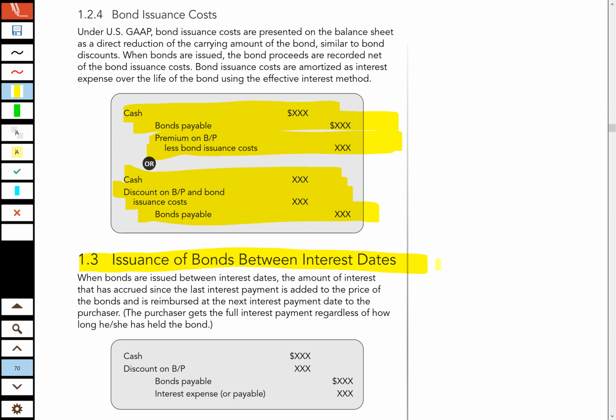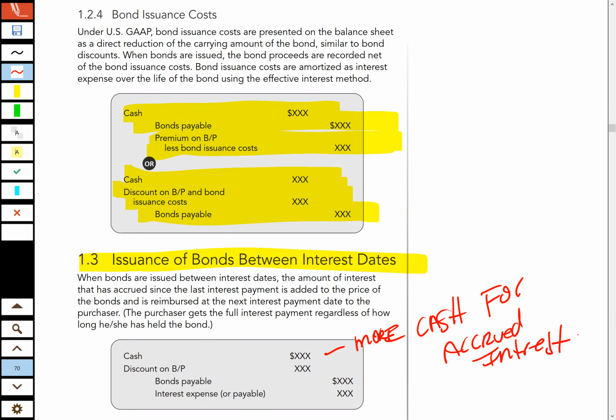Now, if bonds are issued in between interest payment dates, the big deal here is that you will always receive more cash for accrued interest. So you're going to have to figure out how much interest would have accrued between the last interest payment date and the day of issuance. When you issue the bond, you collect that extra cash from the bondholders, and then when the regularly scheduled interest payment date comes up, you essentially return that money to them. So you'll be getting more cash on the issue.